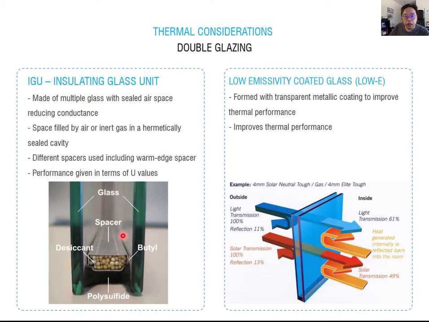Next one is low E coating. The low E coating is a very thin and transparent coating. It is much thinner than human hair. However, performance is much better. So usually the IGU double glazing system has a low E coating over the surface. When you have a low E coating, it reflects heat energy, making better thermal performance. So consider a good glazing system: a double glazing system with a low E coating over the surface.